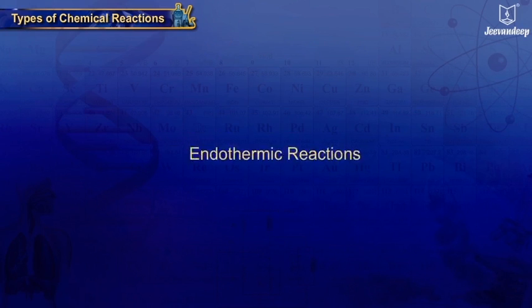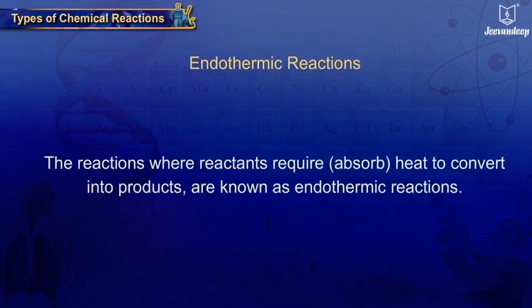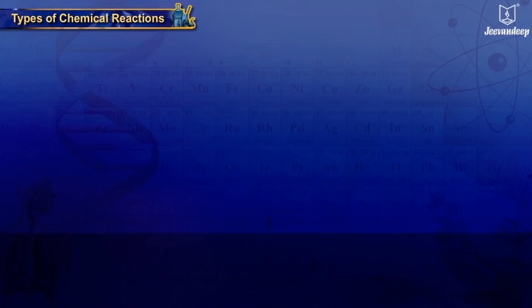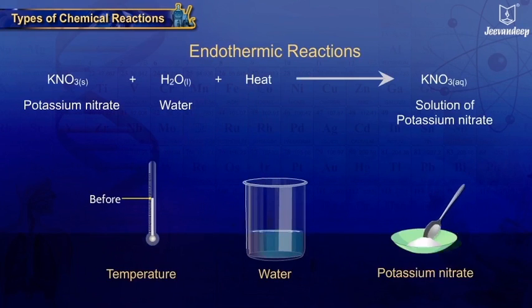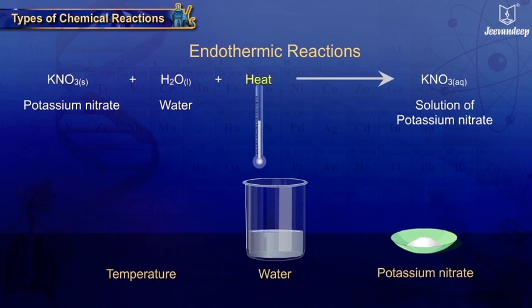Endothermic reactions. The reactions where reactants require or absorb heat to convert into products are known as endothermic reactions. When potassium nitrate dissolves in water, there is absorption of heat during the reaction, and the temperature of solution falls.